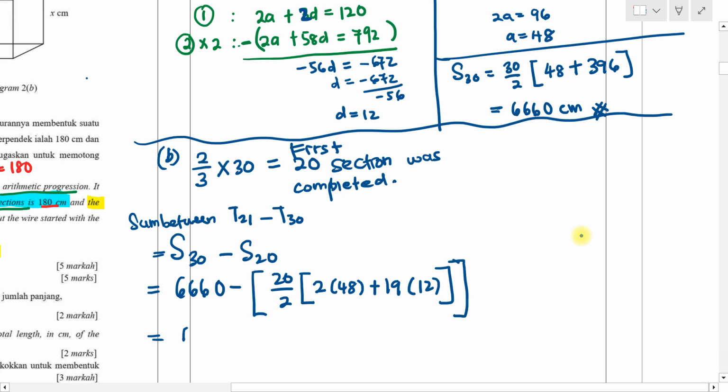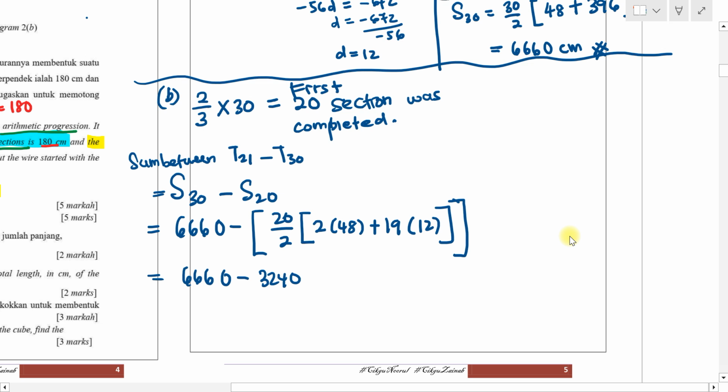So, 6660 minus, we calculate inside the bracket first: 2 times 48 plus 19 times 12. When you do that, you get 3240. So 6660 minus this answer, you get 3420. Very confusing numbers. 3420 centimeter remain uncut. Okay, that is part B.